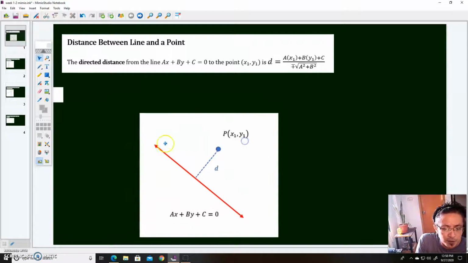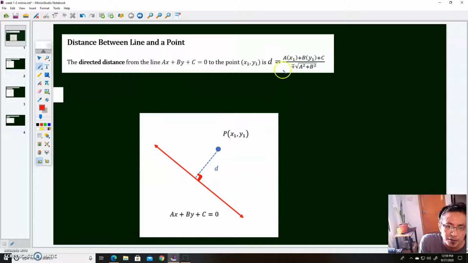Say your line is this one, the red line, ax plus by plus c equals 0. Notice that the line is written in the general form. By the general form, you mean the right side is 0 and all the terms are on the left side. And the point is x1, y1. The distance between the point and the line is the perpendicular distance already drawn, the shortest distance between the point and the line. So that's the directed distance, and it's given by that formula.